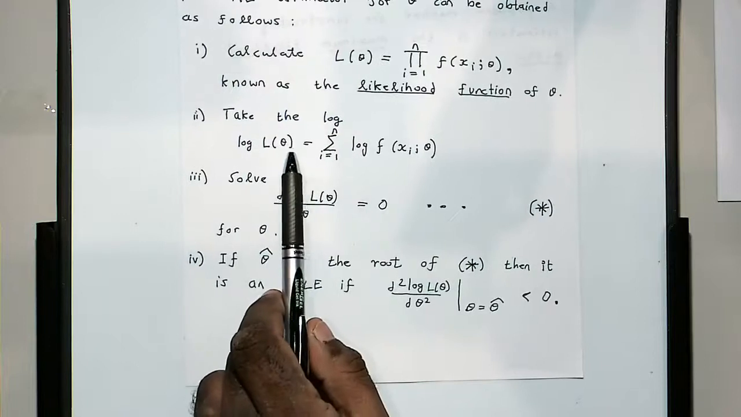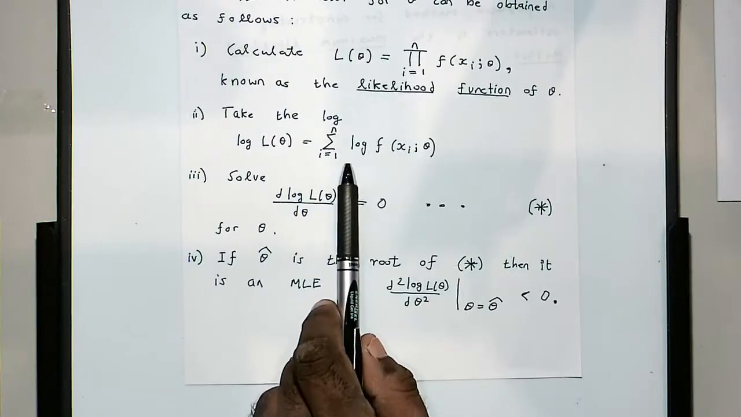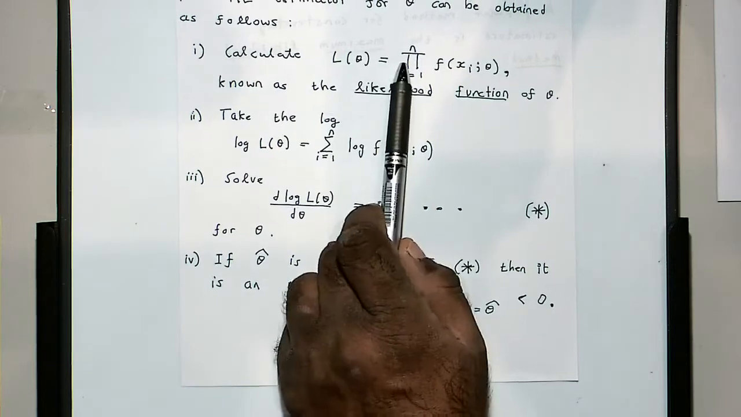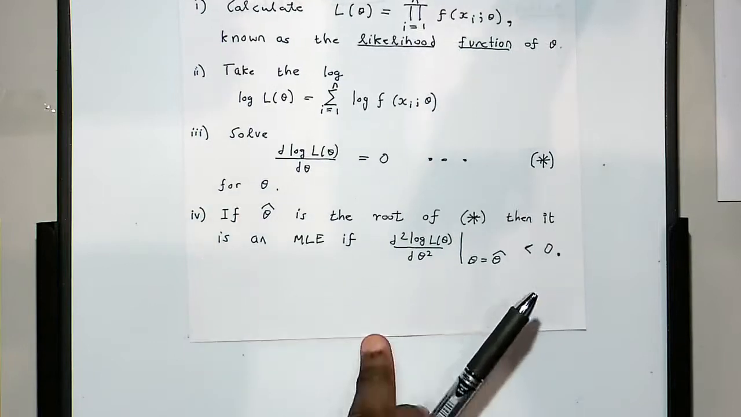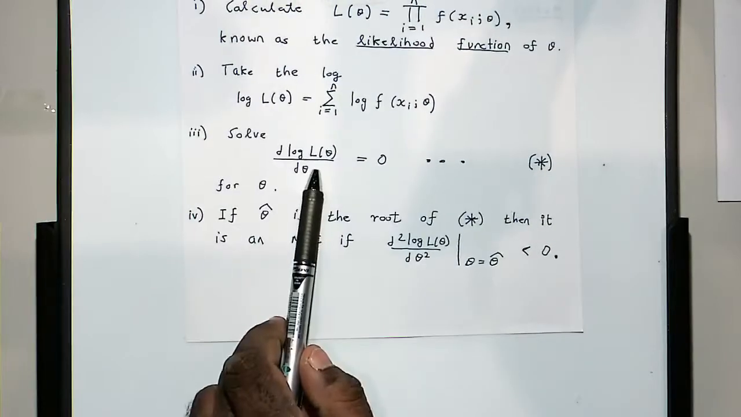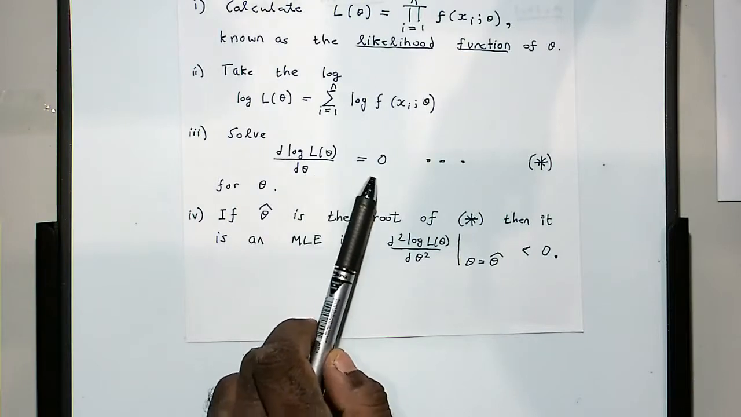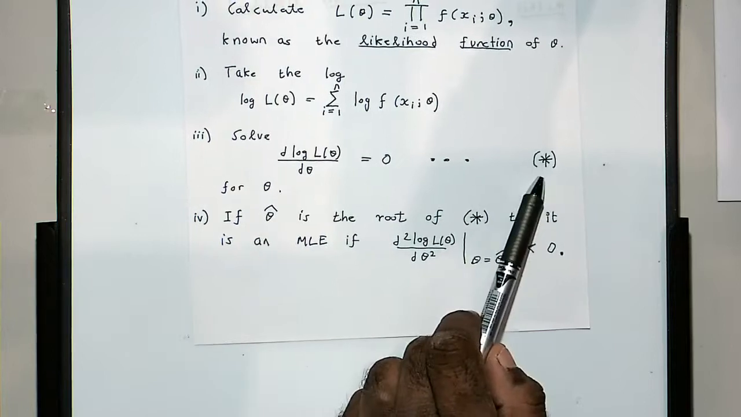The second step is to take the log of the likelihood. So it's the log of this, which is equal to this. Remember that the log of a product is the same as the sum of the logs. So the log of this is equal to the sum of the logs, right? The third step is to take the derivative of log L with respect to theta, set it equal to 0, and solve this equation for theta. I'm calling this star.